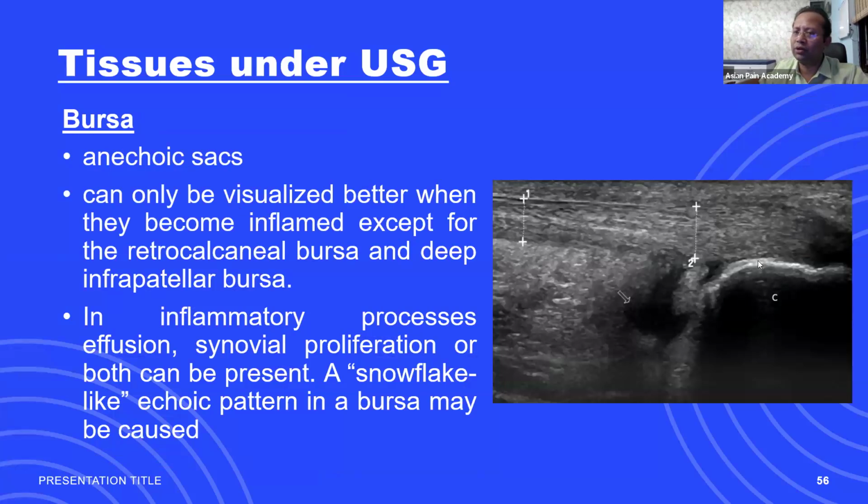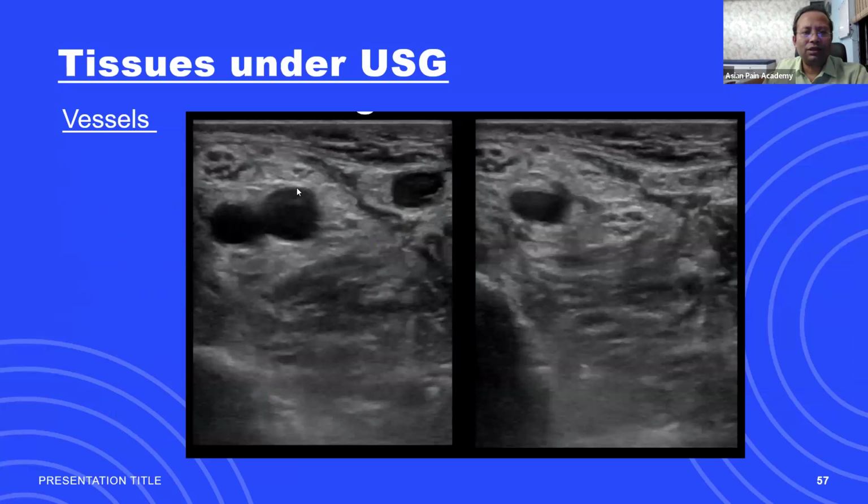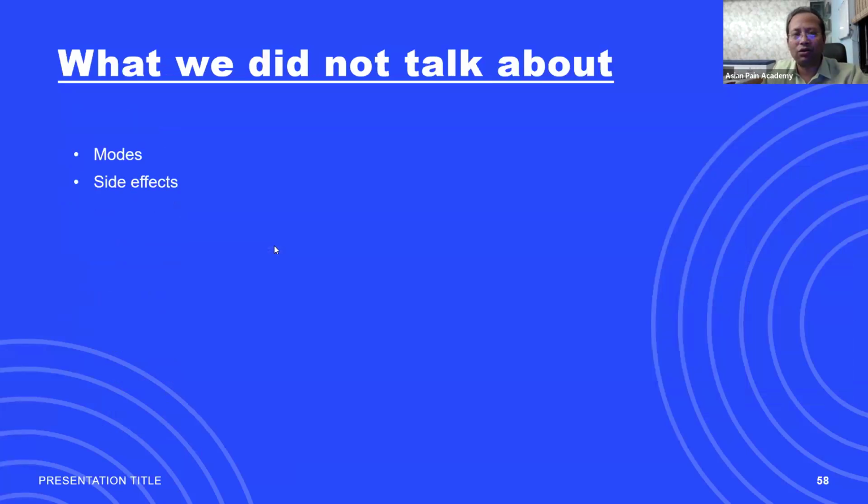Bursa remains a potential space. If there is no fluid, you cannot see it. Sometimes even in a normal person there is some fluid, and only then can we see it. This is under the Achilles tendon. This is the Achilles tendon, and here you can sometimes see some fluid in the bursa. Vessels, as I said, are anechoic round structures. Just by the pressure compression method, you can understand whether it is an artery or vein. And of course, you will see whether it is pulsatile or not.